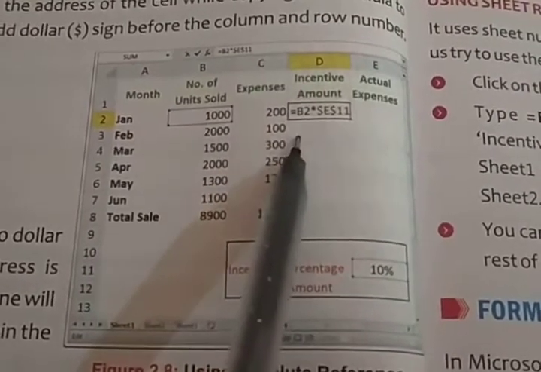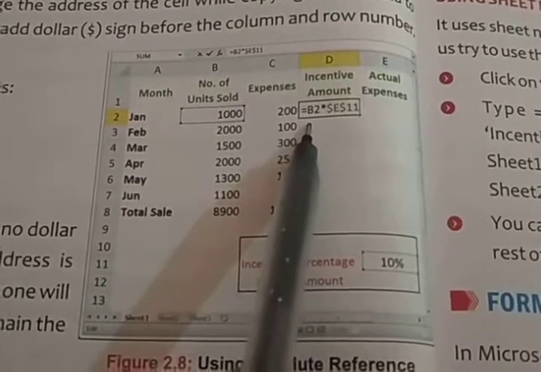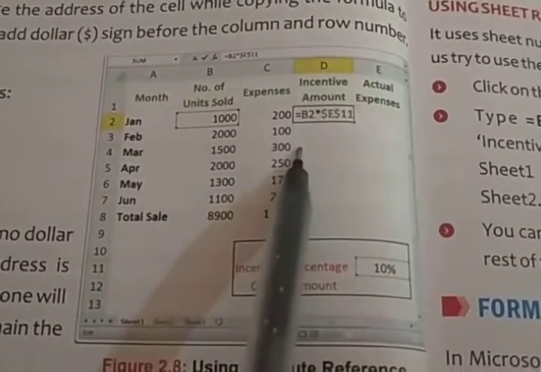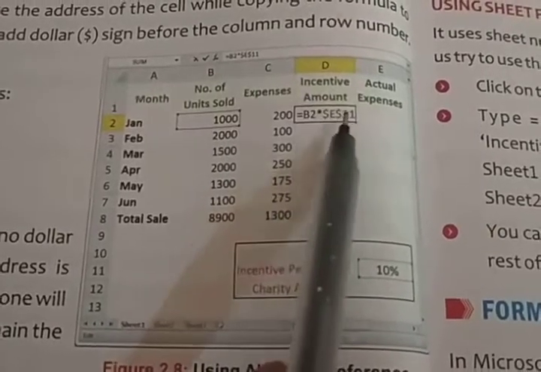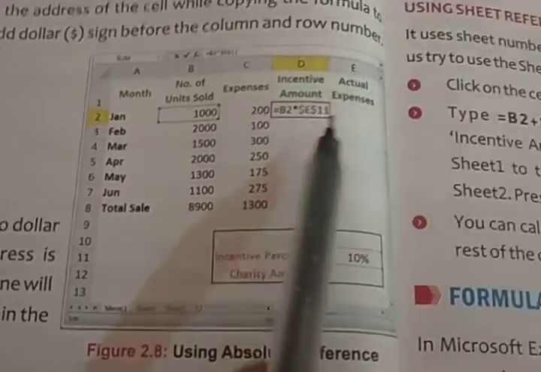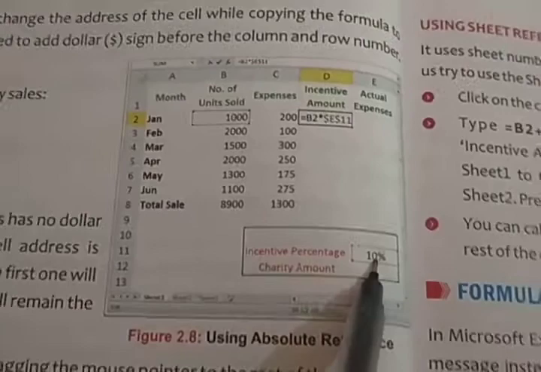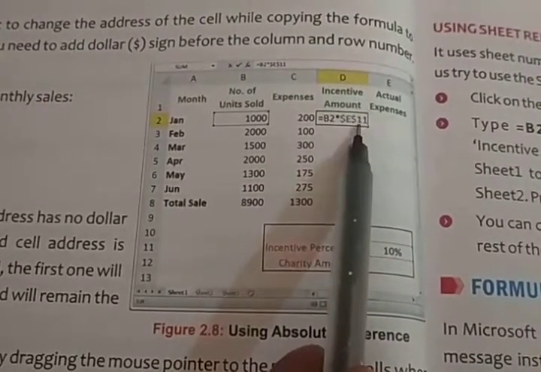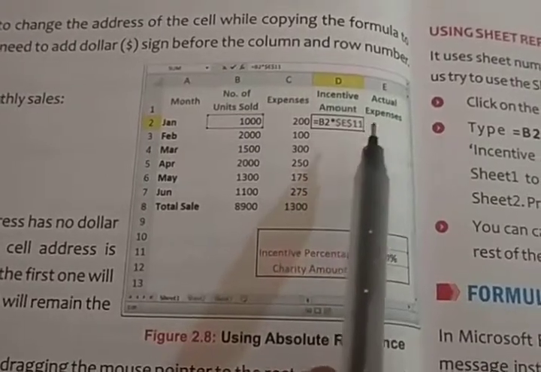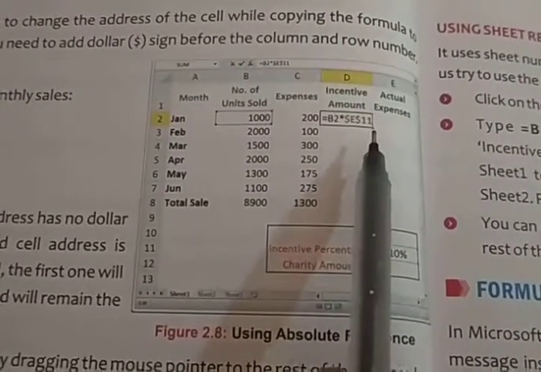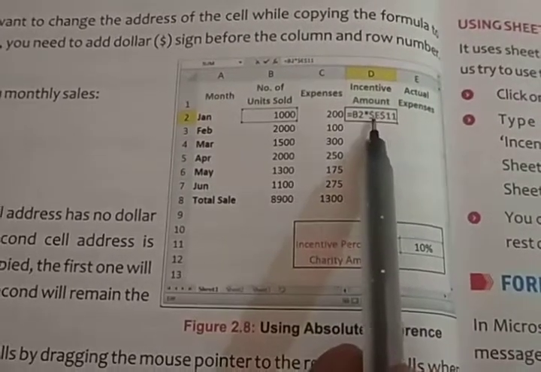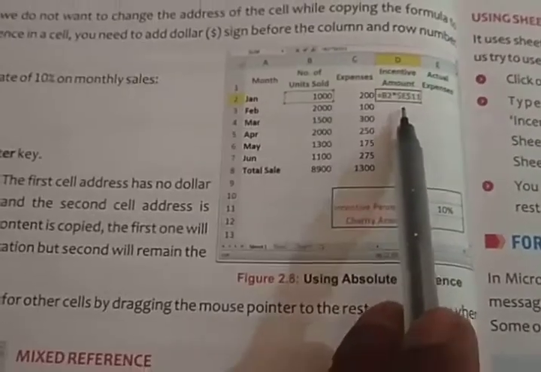Here B2, and when we do the calculation in this cell, it will become B3, likewise B4, but this $E and $11 will stay as it is, and that is 10%. Means whatever cell address we are going to keep static, fixed, we will use the $ sign with that row and column number. Here we are using dollar with the column as well as the row number.